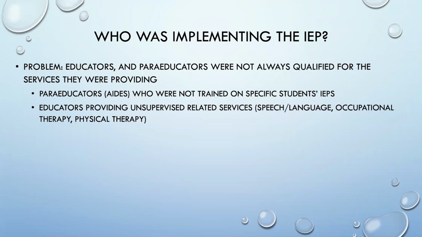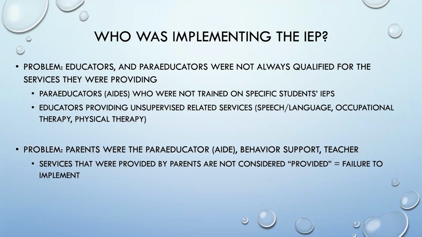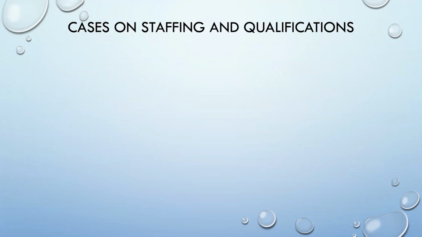And under the IDEA, if someone isn't qualified to provide the service that they've provided, then it doesn't count as provision. It hasn't happened really. And of course, when parents were the paraeducator, were the behavior support, were the teachers, those services provided by parents were also not considered to have been provided. So in both those instances, that would be a failure to implement the IEP. So those things might well give rise to a comp ed claim. Now, there are a lot of cases on staffing and qualifications across the country. So again, these are due process hearing decisions and also state complaint corrective action letters or reports.